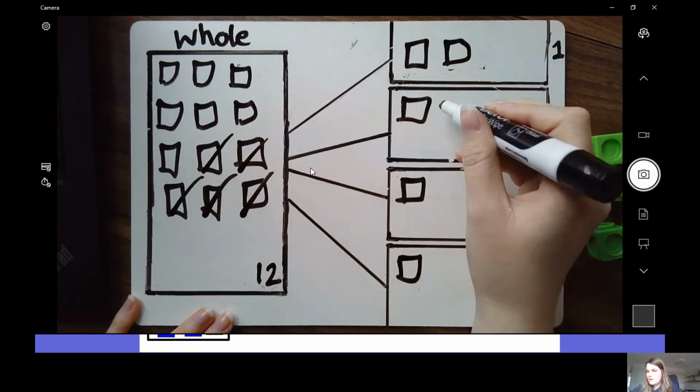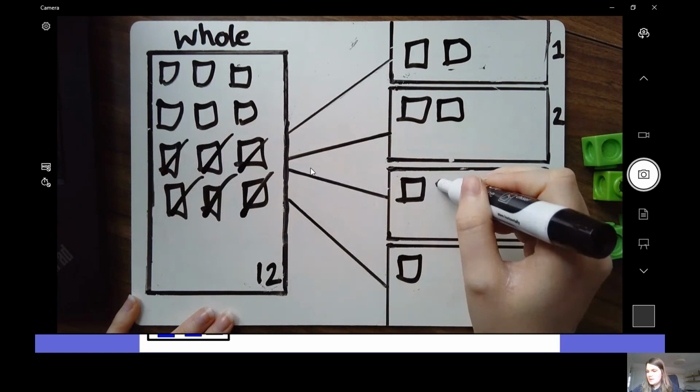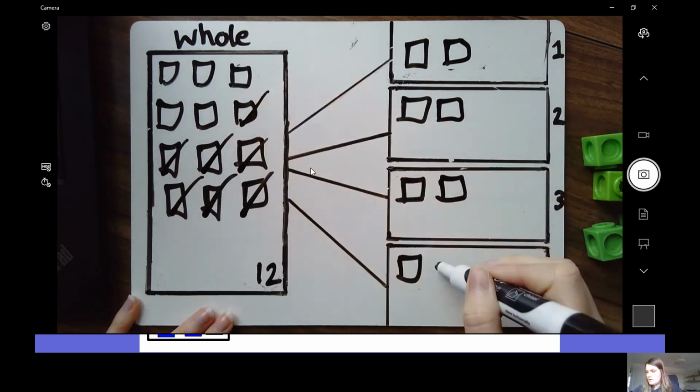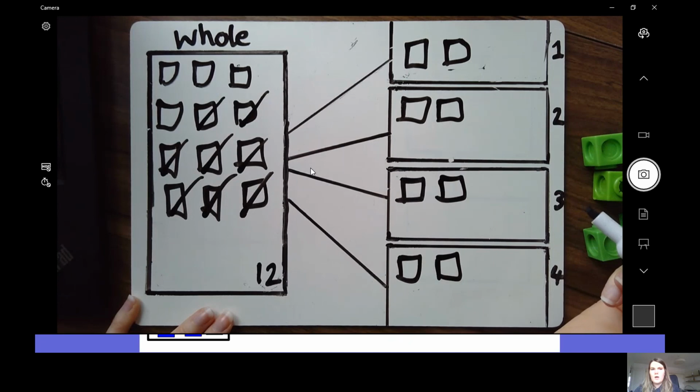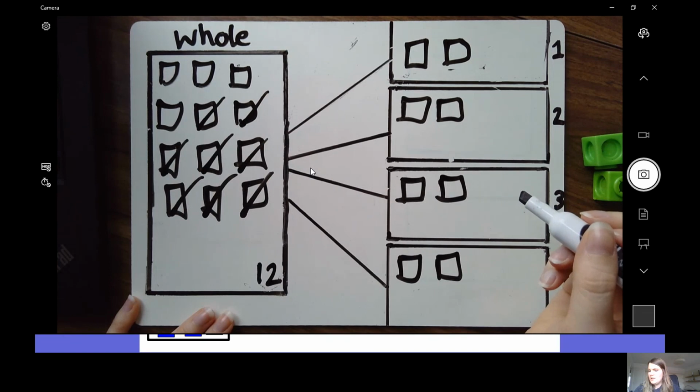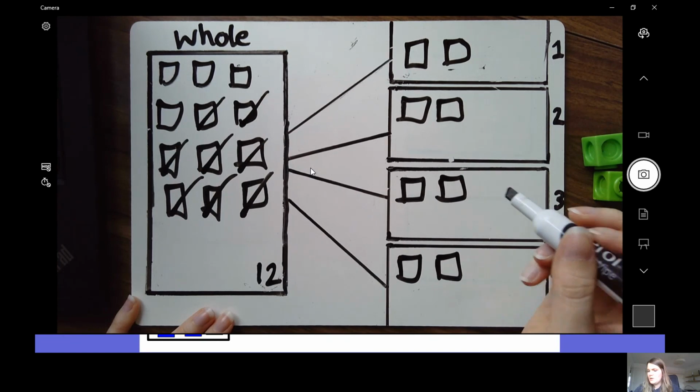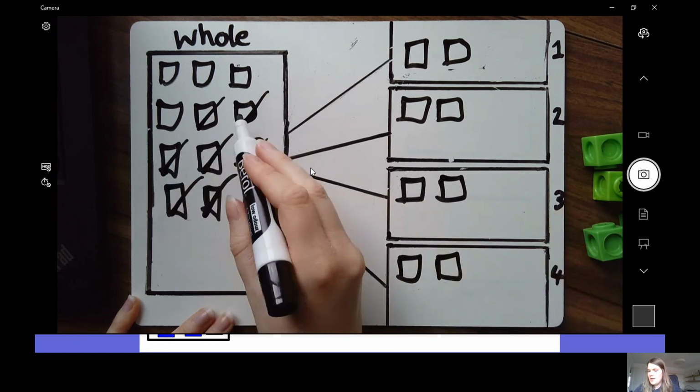5, 6, 7, 8. Shall I stop? Why am I not stopping? Because I still have some of my whole. Well done. What did we get to? 1, 2, 3, 4, 5, 6, 7, 8.